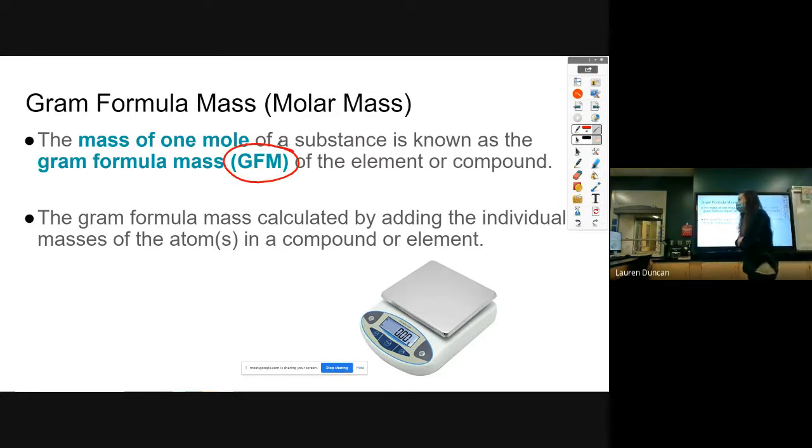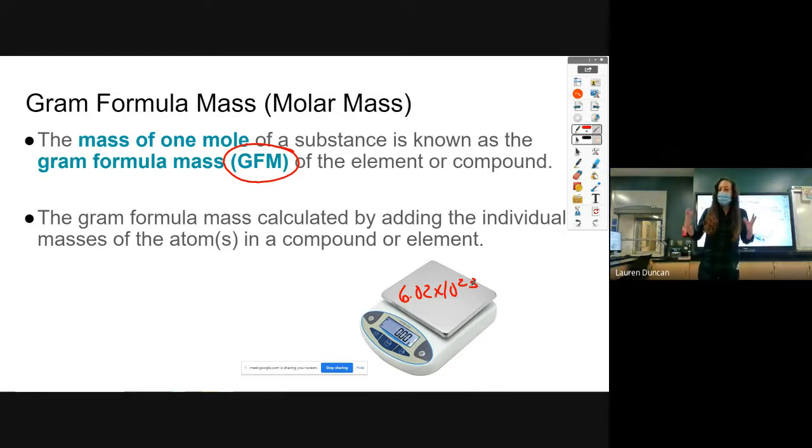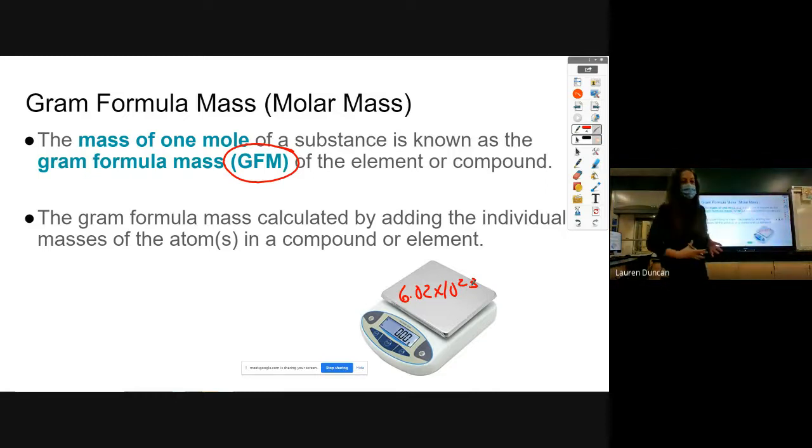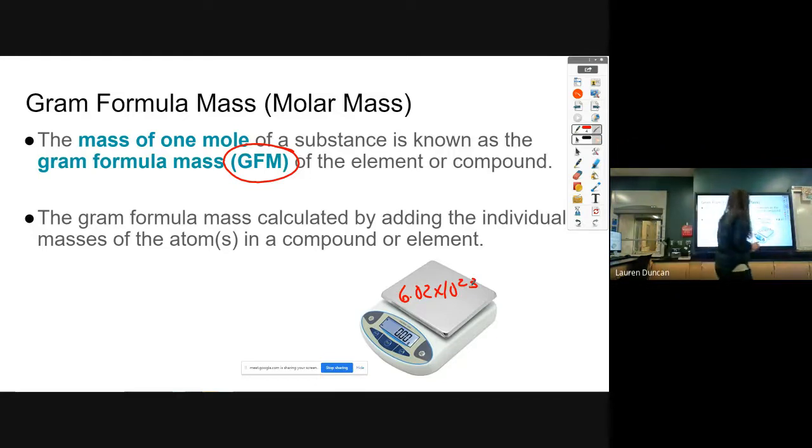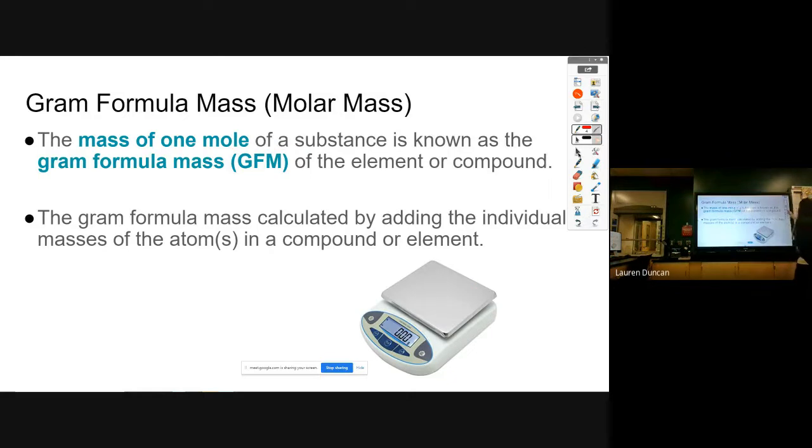So what we're really going to learn to calculate again today is if I had, say, a sample of carbon, and I said I had 1 mole of carbon atoms, which means I would have 6.02 times 10 to the 23rd carbon atoms, and I was to put all those particles on a scale, what would be the approximate mass of those particles in grams? So the mass of 1 mole of particles is known as the gram formula mass, also known as the molar mass.